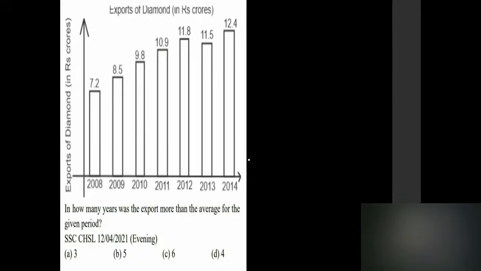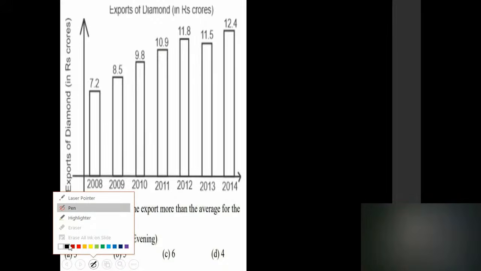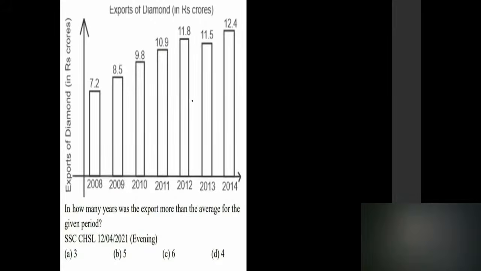Okay, I'll just explain the question. In how many years was the export more than the average for the given period? So average equals sum by total. First, we should find the average of the given numbers.